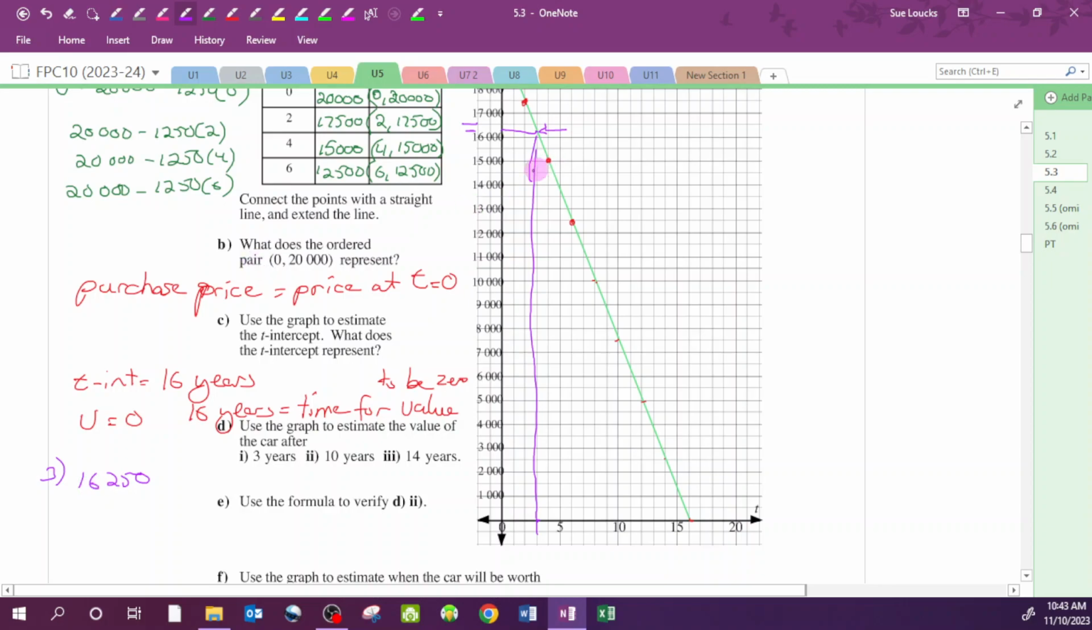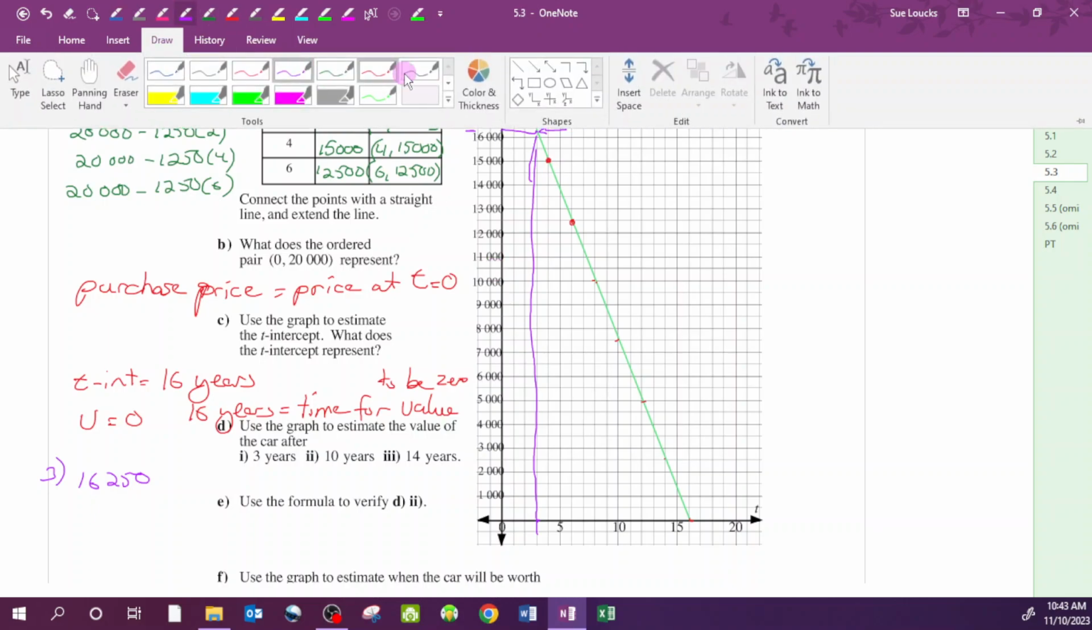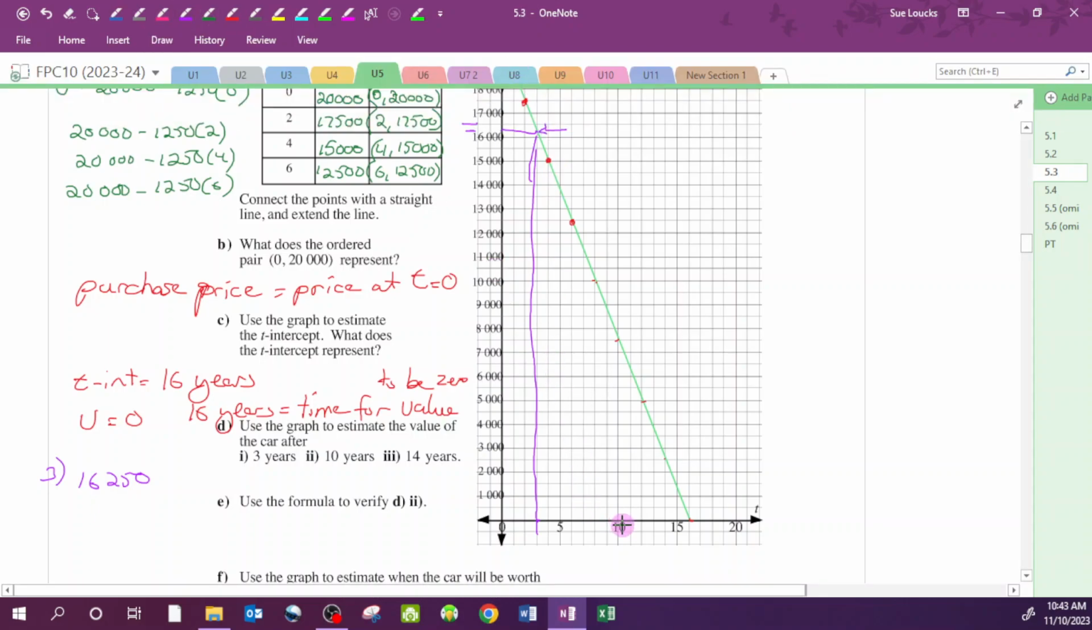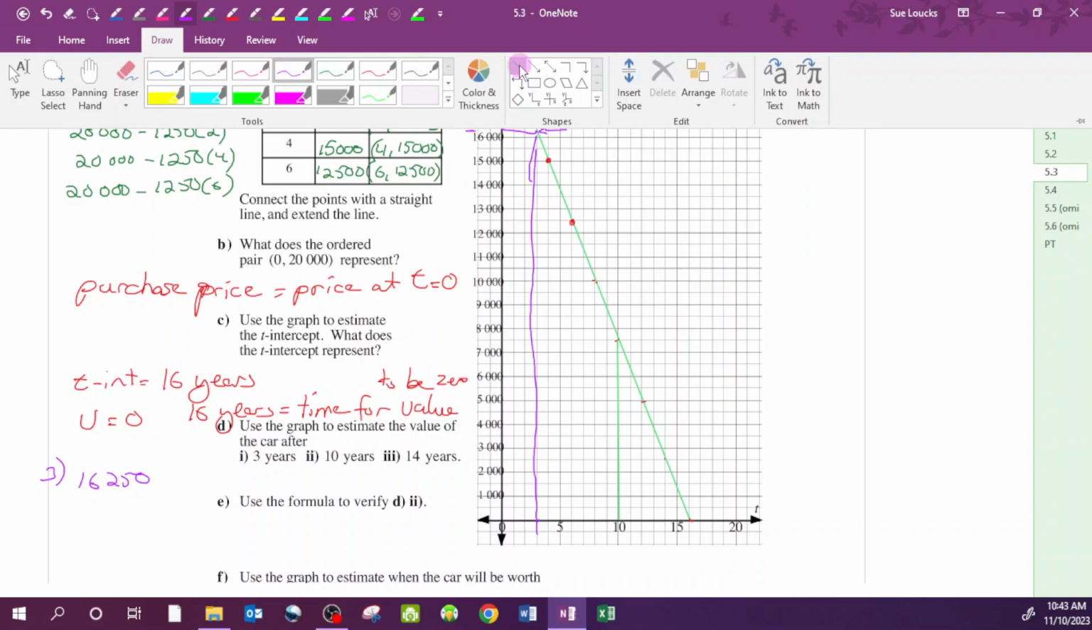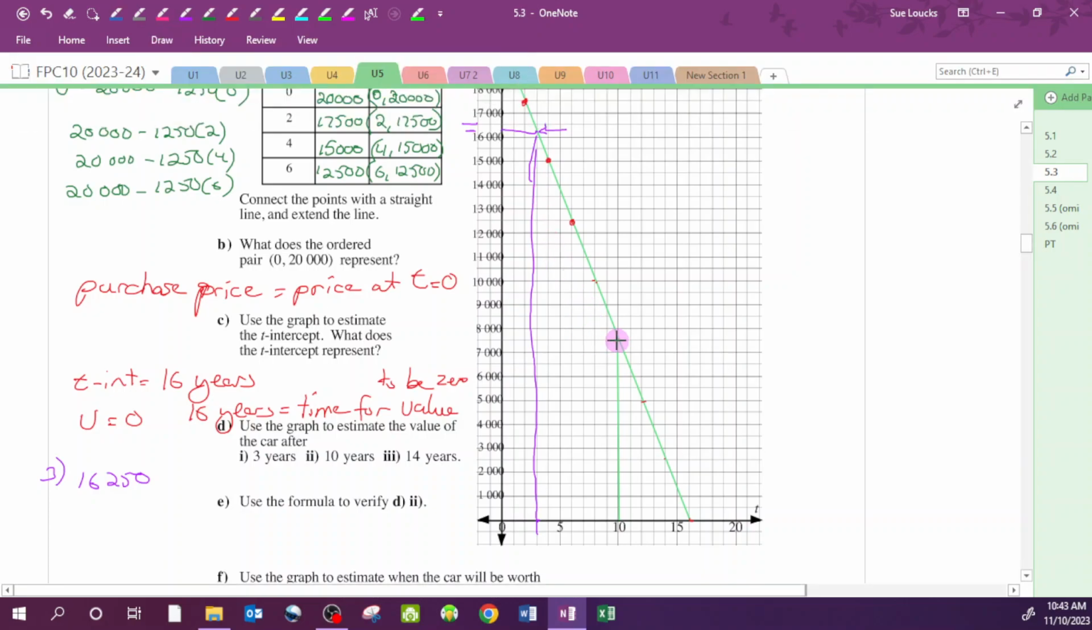Okay, and at 10 years, maybe I'll do this with the line. If I start at 10 years and I come up here, it's actually right at this intersection right there. So my horizontal line is going to go right from that intersection straight across, and it's going to be 7,500.